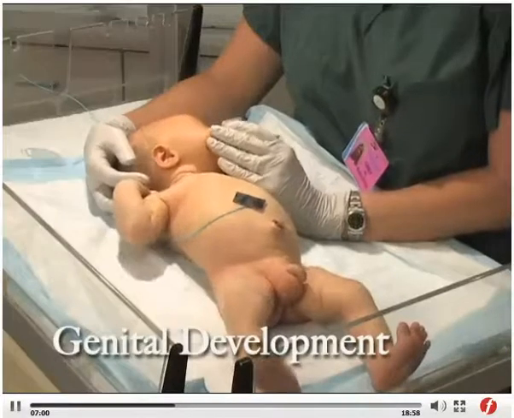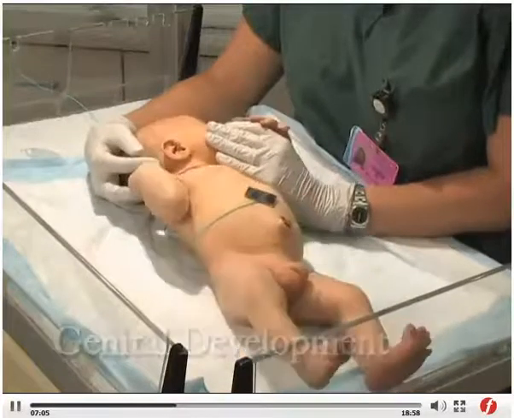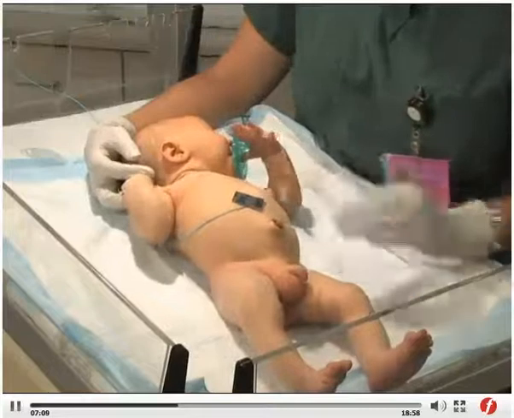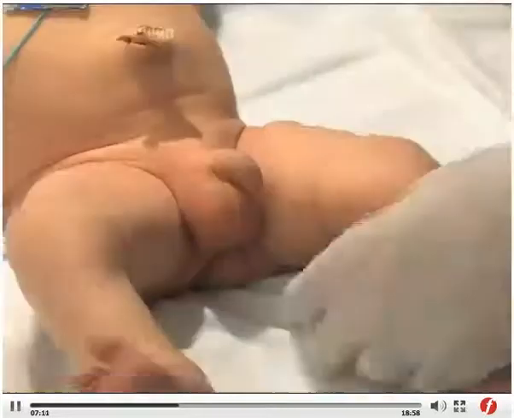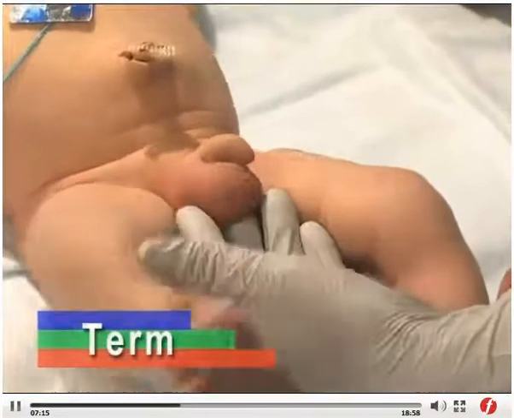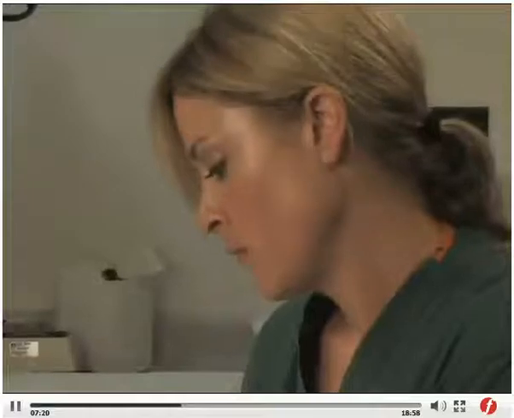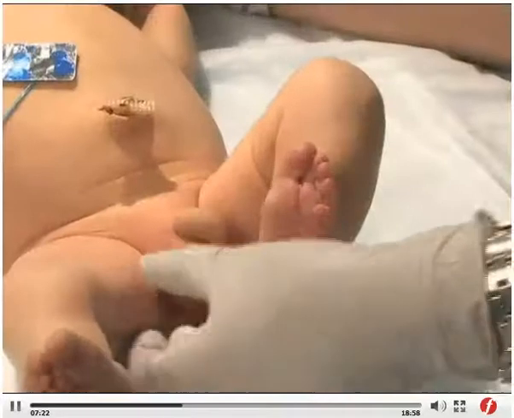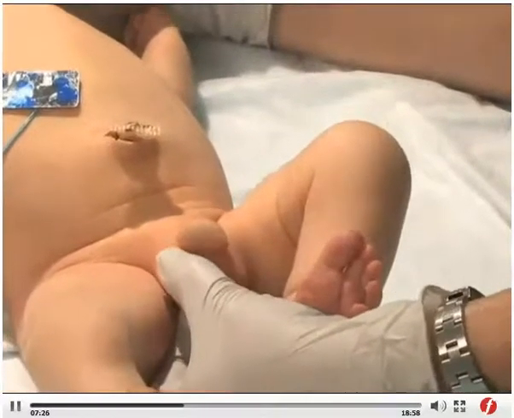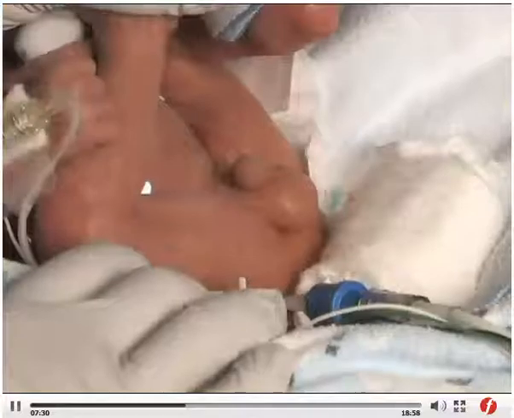Assessing genital development is also important. Male genitals are evaluated for the size of the scrotal sac, the presence of rugae or folds, and descent of the testes. The scrotum of the term infant is pendulous with deep rugae, and the testes are generally in the lower scrotum. Testes are located by palpating from front to back with the thumb and forefinger. Another finger may be placed over the inguinal canal to hold the testes in place.